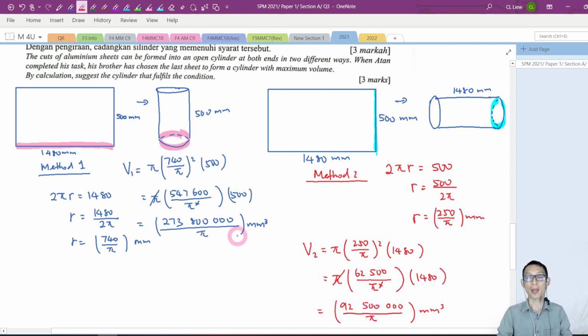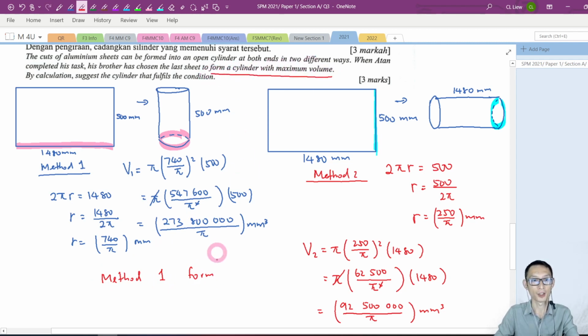Okay, now we have got the volume for method 1, which is this, and the volume for method 2. Now we compare these two. The question tells us that his brother has chosen the large sheet to form a cylinder with maximum volume. So this one greater volume or this one? This, right? So we'll be using the first method. Method 1 to form a cylinder with maximum volume.